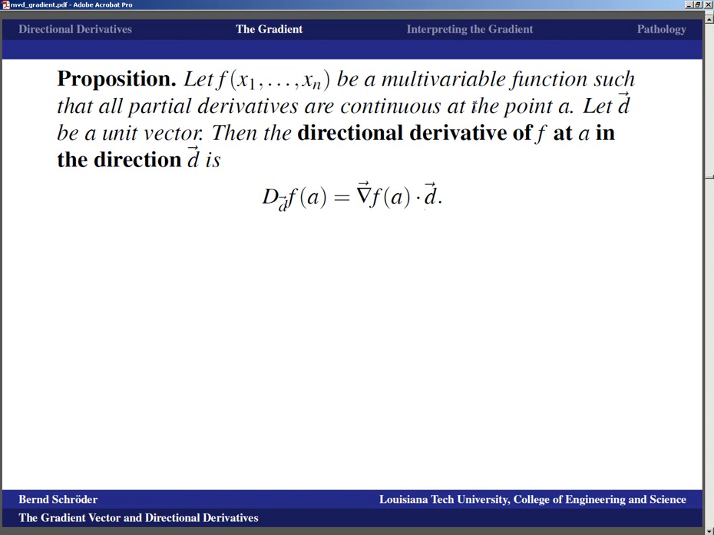The gradient is a whole lot more. We will talk about that when we interpret the gradient. But let's first get used to what the gradient can do for us.